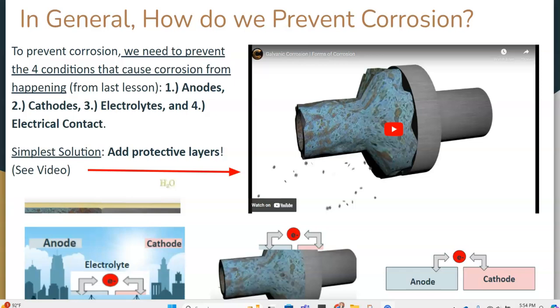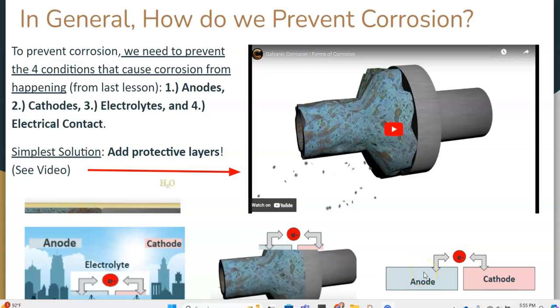Hello everyone and welcome to lesson 3.2 where we are going to have the privilege of learning about corrosion cleaning and corrosion prevention. So in the last lesson we talked about corrosion, what it is, the chemical relationships that make that happen, and here are a few images from the last time.